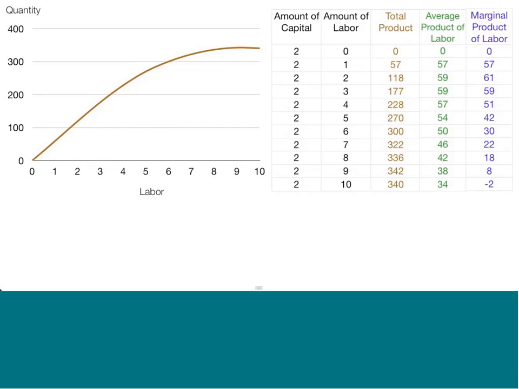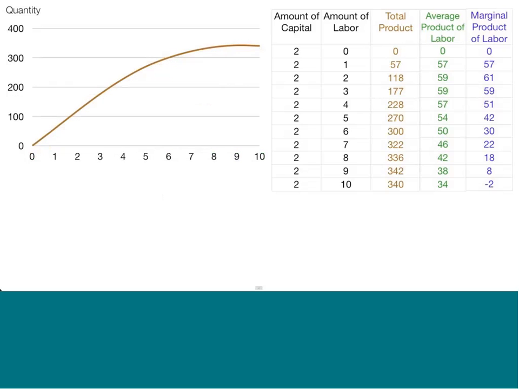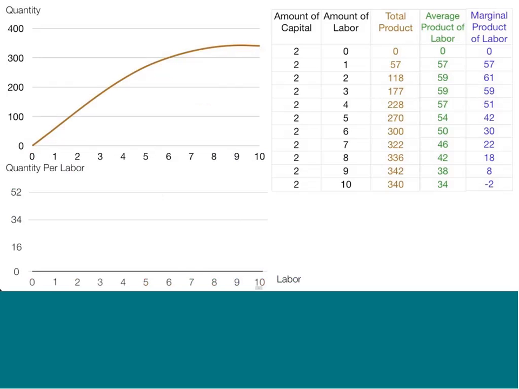But I'm going to take the labor axis and I'm going to push that down. Let me slide that down a little bit. Labor. There it is right there. On the y-axis, or the vertical axis, I have quantity per labor. And I can plot my average product of labor on this graph right there. That's average product of labor.